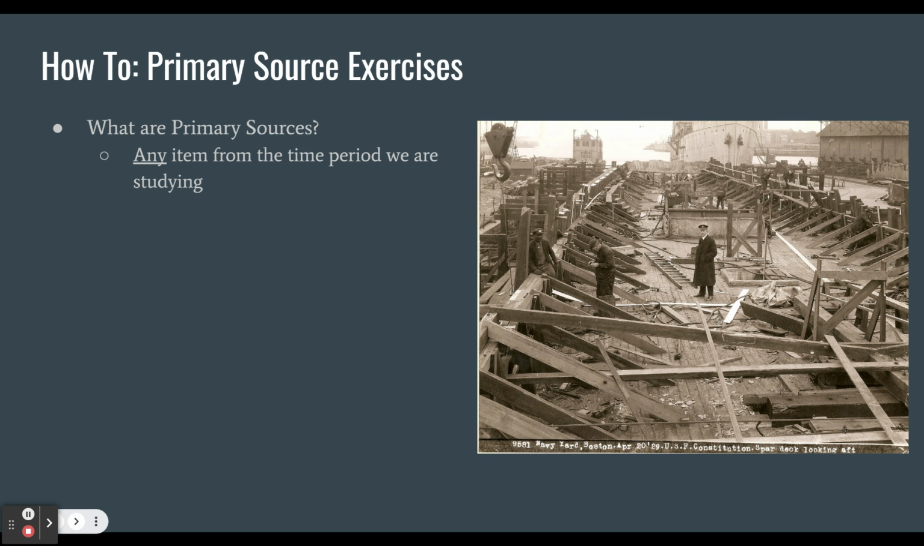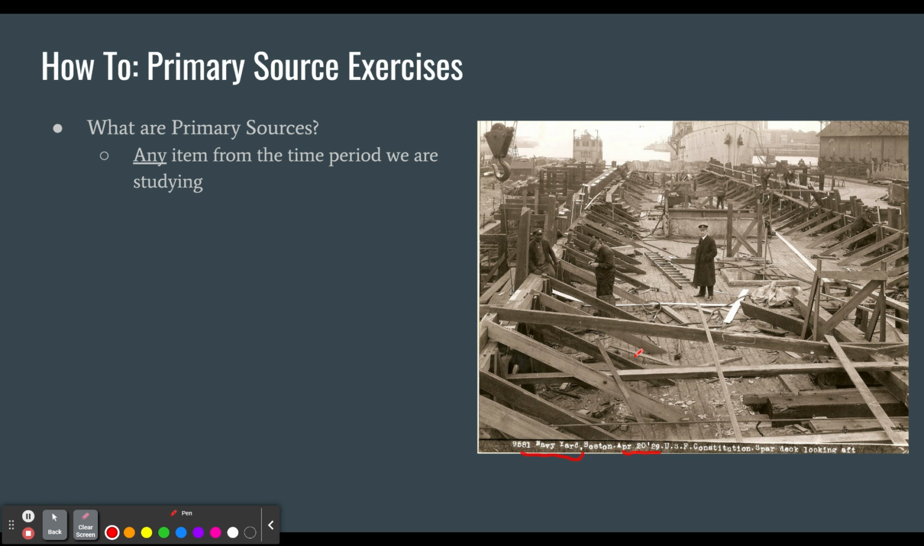The photograph that you see on the screen is an example of a primary source. You can see at the bottom of that photograph, it's labeled so that you can see what it says there. It says that this is from the Navy Yard in Boston, right? And it was taken on April 20th in 1929. And it's a picture of the USS Constitution, of the deck looking aft.